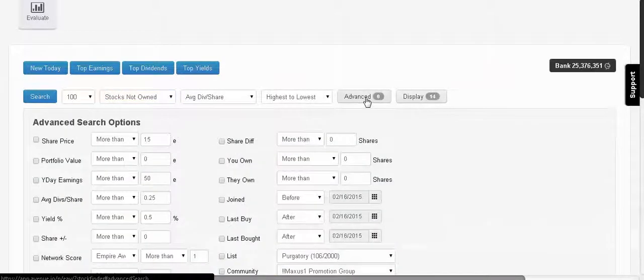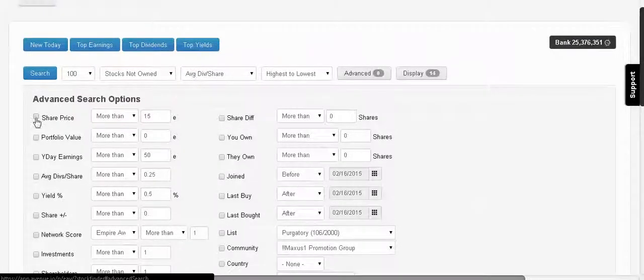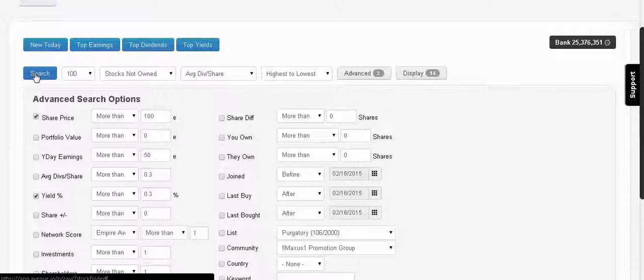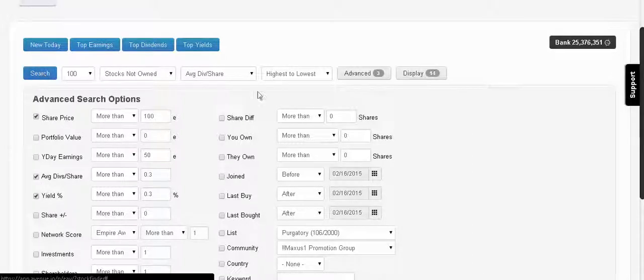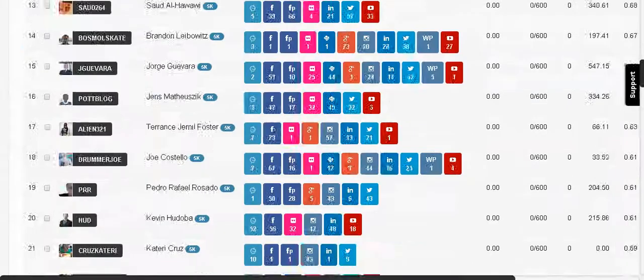Next, we're going to want to hit advanced. And then what I'm going to do is share price more than 100, and dividend yield greater than 0.3 with a minimum div above 0.3 as well. And then we're going to search. Oh, wait, I didn't. All right, yeah, so then we're going to search. And there we go.